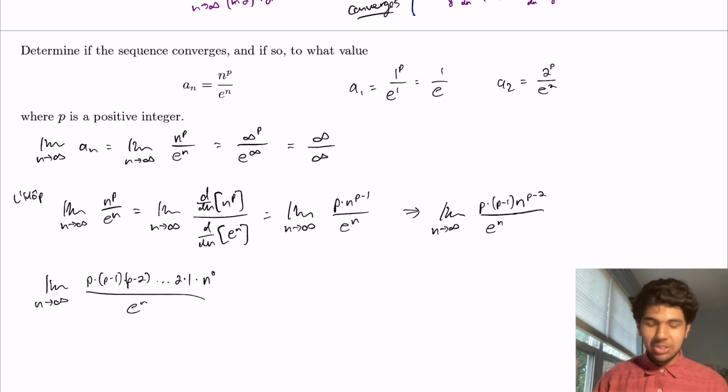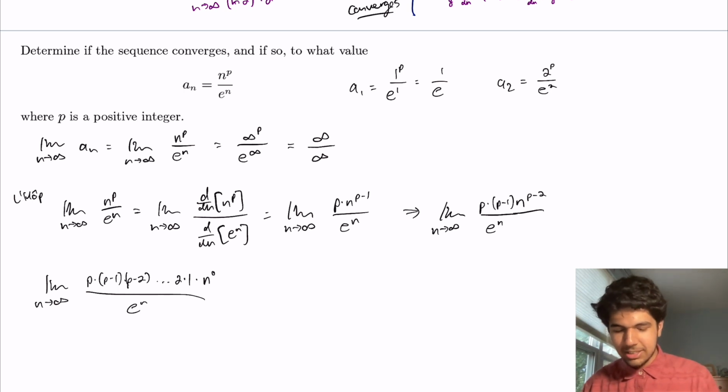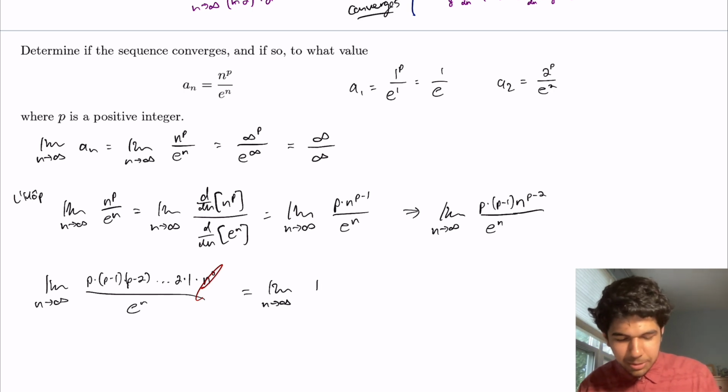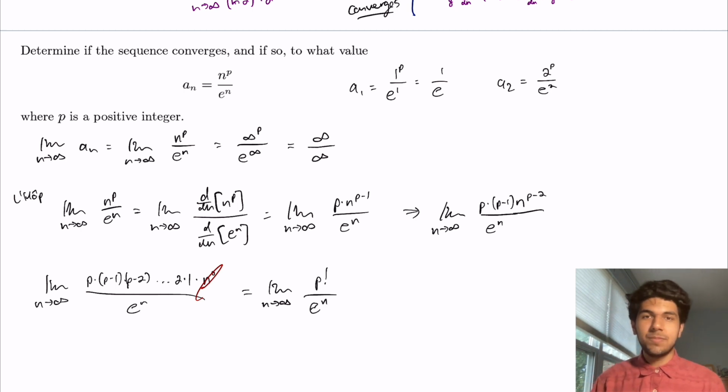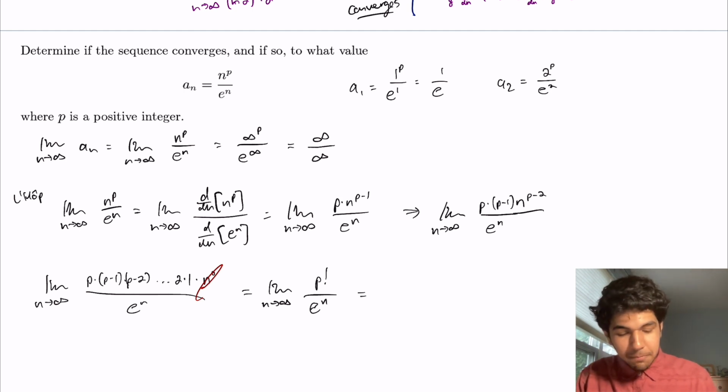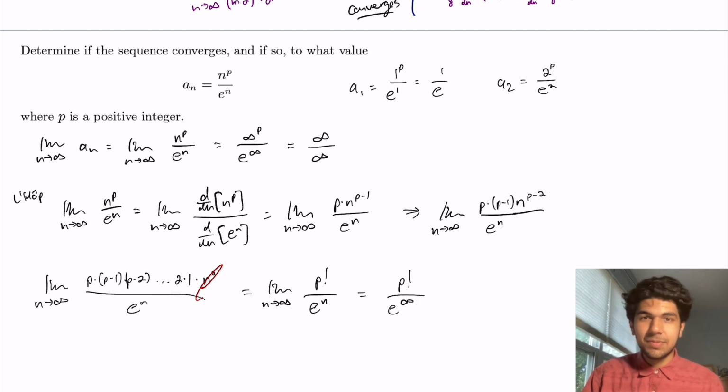That would be our last iteration of this power rule type thing. So now n to the 0, we can just ignore that entirely, right? And we're left with this limit here. The numerator is just equivalent to p factorial. Our denominator is e to the n. Now what happens when we put in infinity? We get p factorial divided by e to the infinity.